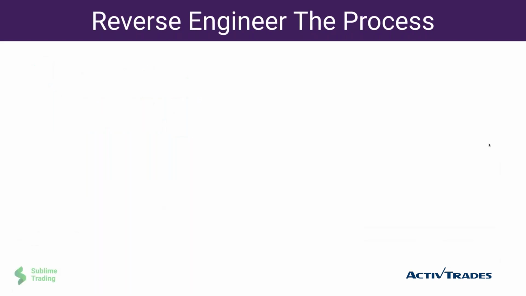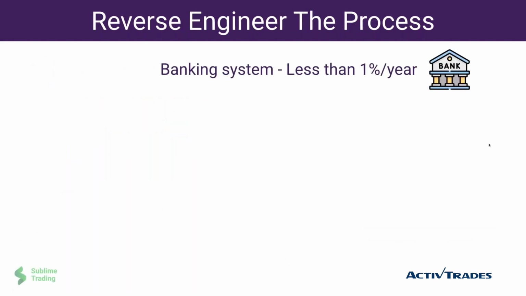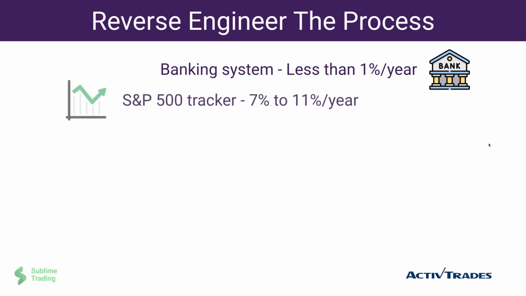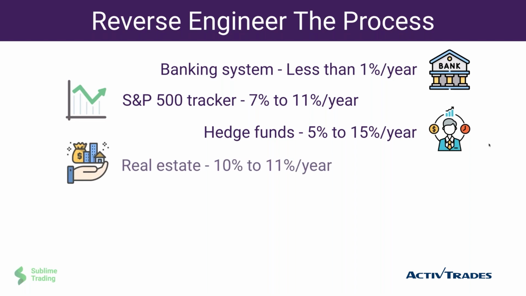So let's start with these numbers. Now we can reverse engineer the process. That's the beauty of doing this calculation, that you can reverse engineer the process. So banking system, less than 1%, forget it. S&P 500 tracker fund, 7 to 11% a year. Not a bad starting point, better than the banking system. But remember, with tracker funds, you're giving your money away. Hedge funds, 5% to 15% a year. These are your traditional hedge funds. We at the Revacy Fund, we're using CFD technology. We get that 30% a year. We will outperform. We've got a track record that outperforms a lot of hedge funds out there.